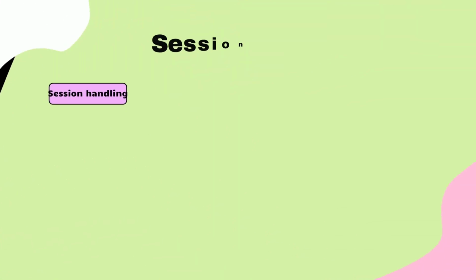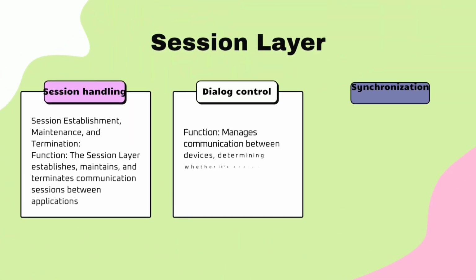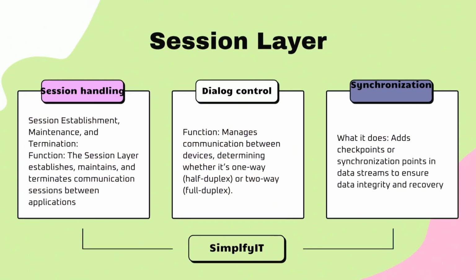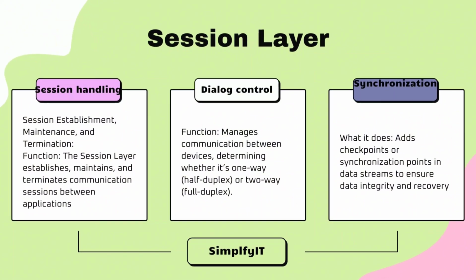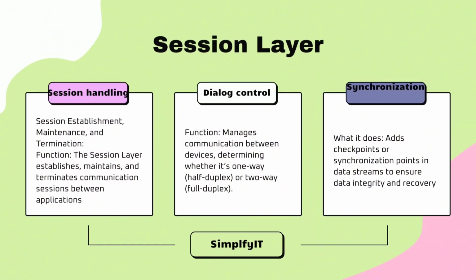Session establishment, maintenance, and termination. Function: the session layer establishes, maintains, and terminates communication sessions between applications. Example: imagine making a phone call. First, you dial the number. That is establishment. Then you have a conversation. This is maintenance. And finally, you hang up, and it is termination.